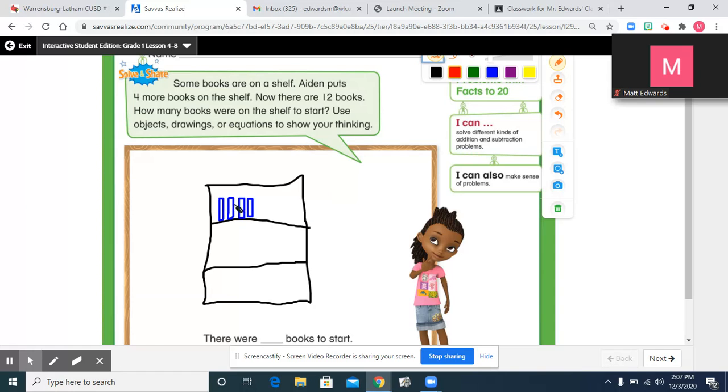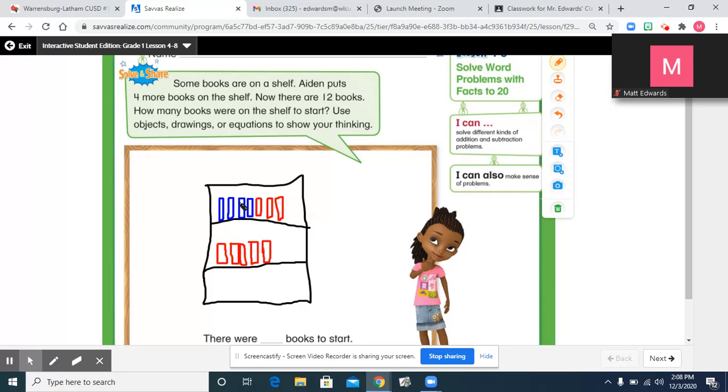Okay, so there's 1, 2, 3, 4 books. 5, 6, 7, 8, 9, 10, 11, 12. Now we have 12 books in all.